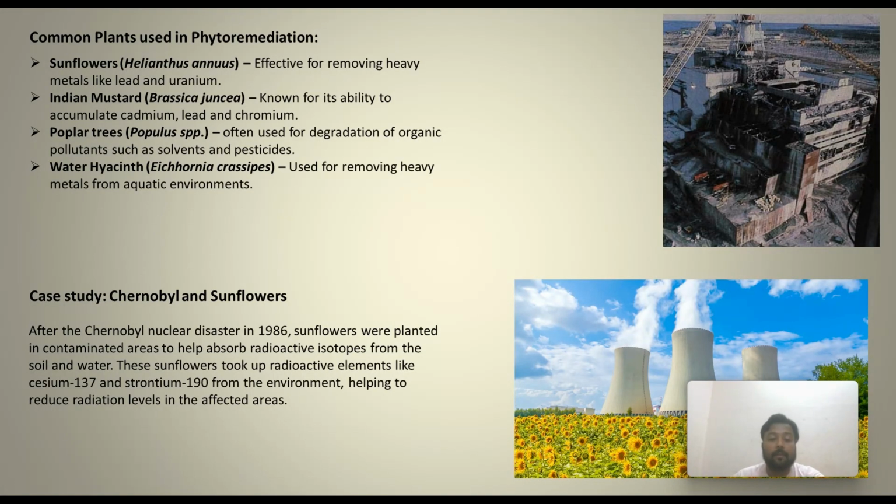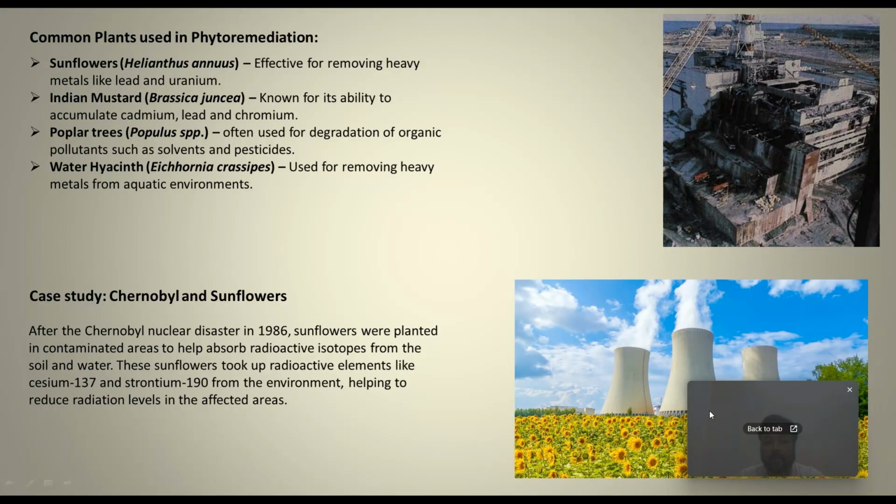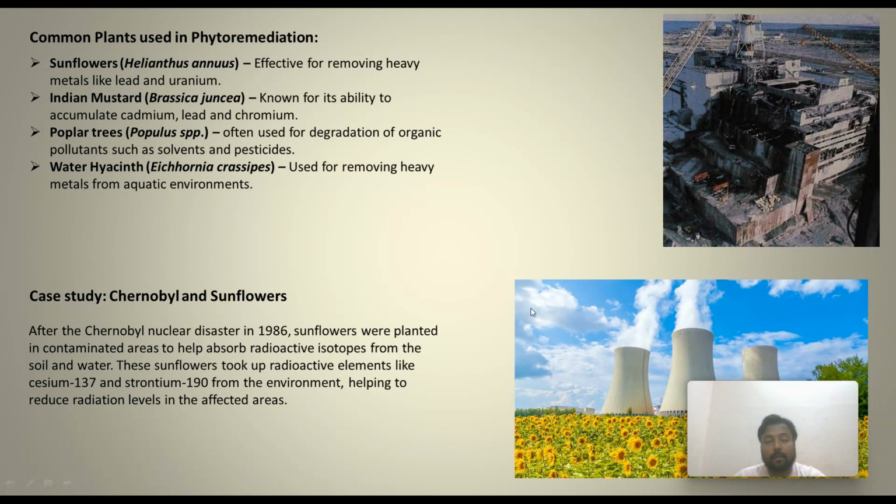One of the case studies you can see about this phytoremediation is Chernobyl and sunflowers. That happened around 24 March 1986. After the Chernobyl nuclear disaster in 1986, sunflowers were planted in the contaminated area to help absorb radioactive isotopes from soil and water. These sunflowers took up radioactive elements like cesium-137 and strontium-90 from the environment, helping to reduce radiation levels in affected areas.